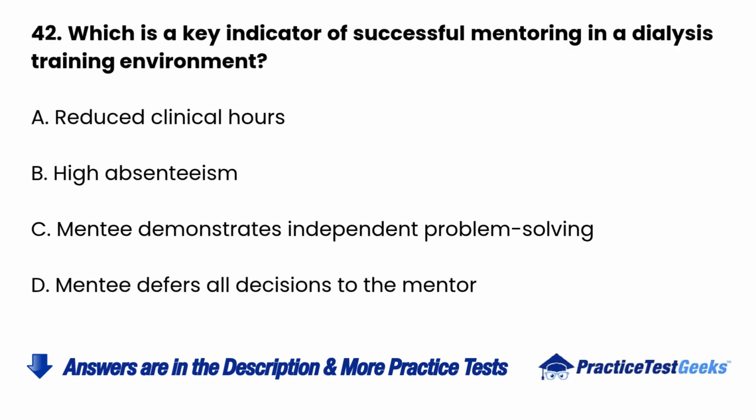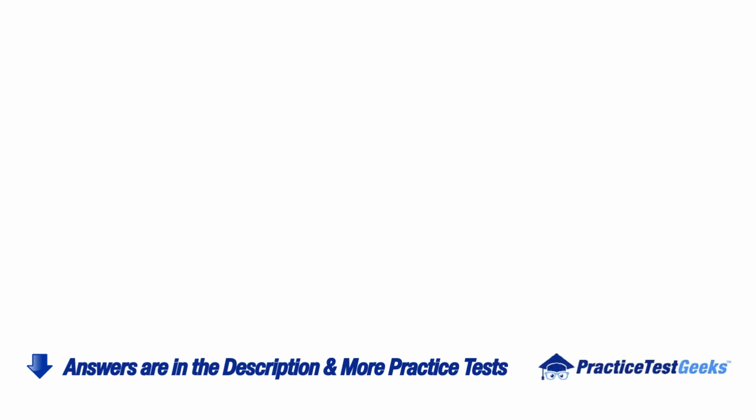42. Which is a key indicator of successful mentoring in a dialysis training environment? A. Reduced clinical hours. B. High absenteeism. C. Mentee demonstrates independent problem solving. D. Mentee defers all decisions to the mentor.